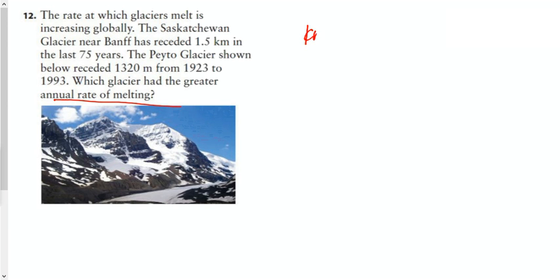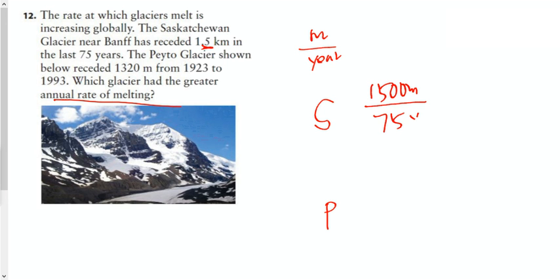So do we want to know the kilometers per year or years per kilometer? I think so. But I think actually even better than that, I want to change kilometers to meters. So I'm going to make a quick change here, because 1.5 seems like my answer is going to be a decimal if I use that. So I'm going to put the Saskatchewan Glacier and the Peyto Glacier in meters. It's 1.5 kilometers, which is how many meters? 1,500 meters in a time frame of 75 years.